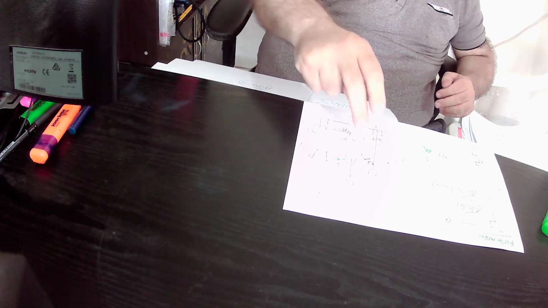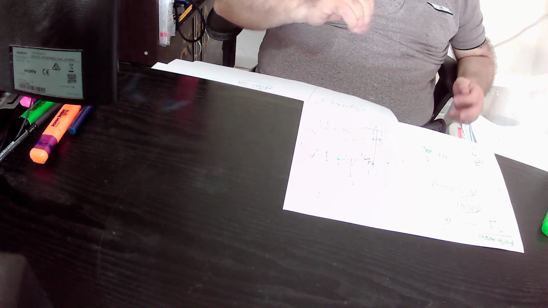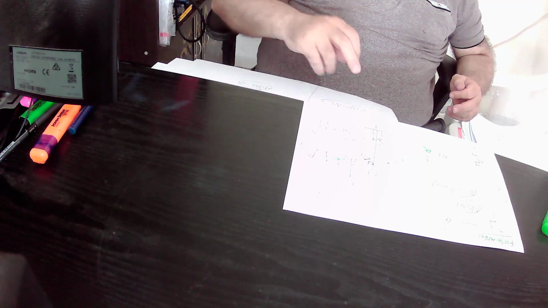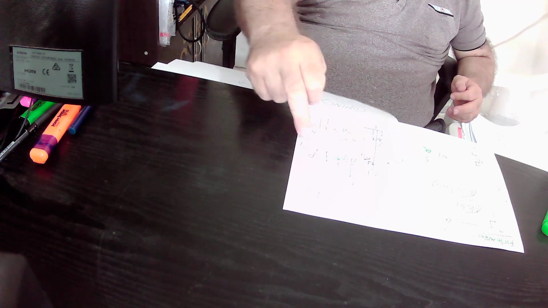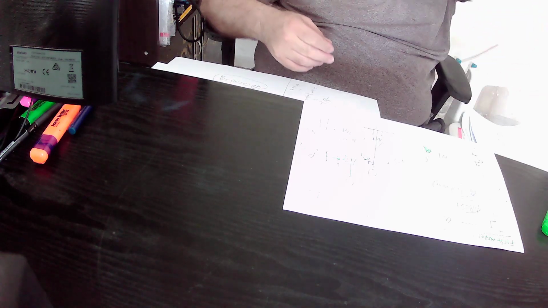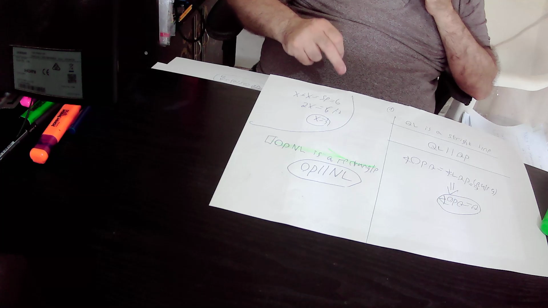So quadrilateral OPNL is a rectangle, and we know that the opposite sides of rectangle OPNL are parallel to each other. Therefore OP is parallel to NL, according to the rule that the opposite sides of a rectangle are parallel to each other.